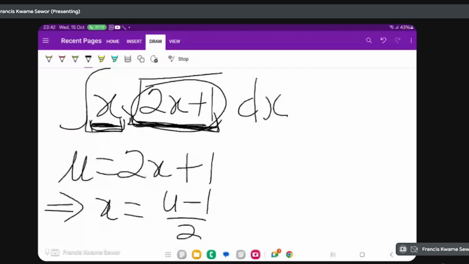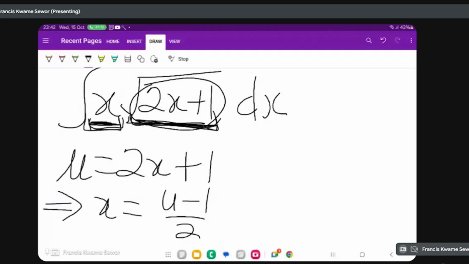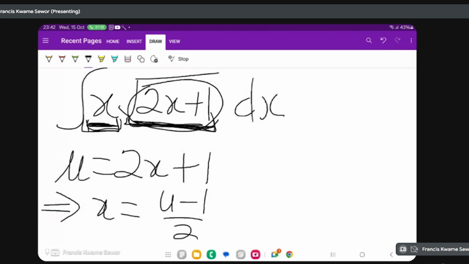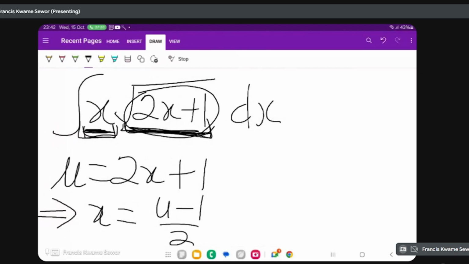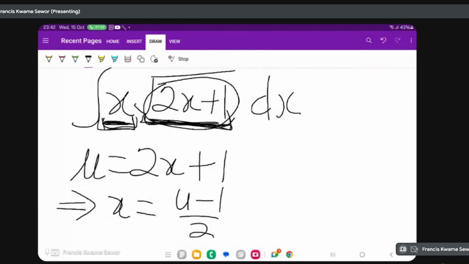Yeah, when I substituted inside, I'm getting the function in terms of u. So I think we can integrate u and then put u equals 2x plus 1 back inside. Yeah, it will work. That's what I'm trying to show you. Don't try to move away from it if it doesn't cancel immediately. All right? Yeah, that's what I mean. If you check it quickly and it doesn't cancel out, don't go away.